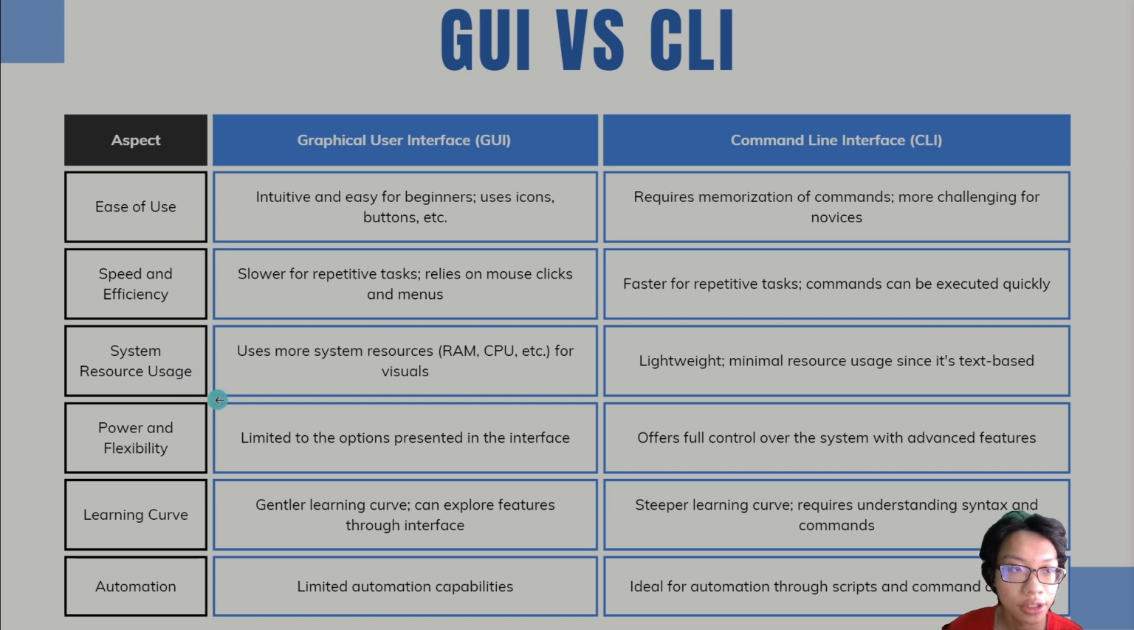Next is system resource use. GUI uses more system resources like RAM and CPU for the visuals. But the command line interface is lightweight and uses minimal resources since it is only text based, so it does not need to display a graphical user interface.